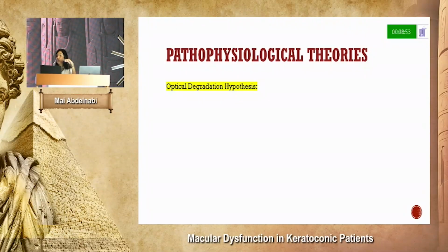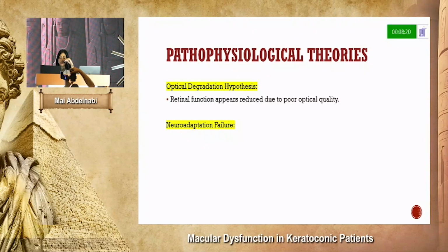What is the cause of the posterior segment dysfunction in the keratoconic patient, though it's a pure corneal disease? Three theories have explained this. First, the optical degradation hypothesis, which says that retinal function is permanently affected due to prolonged poor optical quality. Even after correction of the error in this keratoconic patient, the retinal function will be permanently affected.